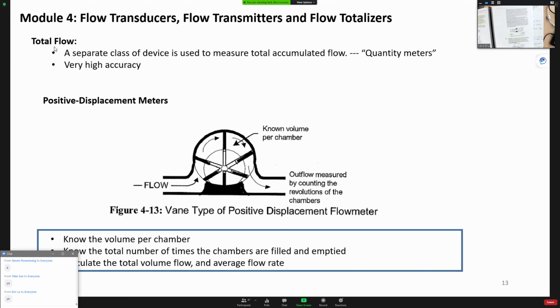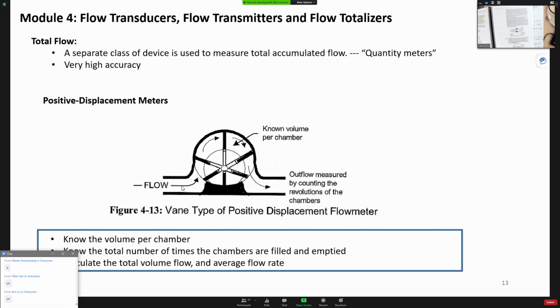Then you have what they call total flow measurement. It's a different type of device used to measure the total accumulated flow. They call them positive displacement meters. Basically, it's kind of like a pump. Each chamber has a known volume, and when the liquid or gas enters each chamber, it pushes the mechanism to turn.